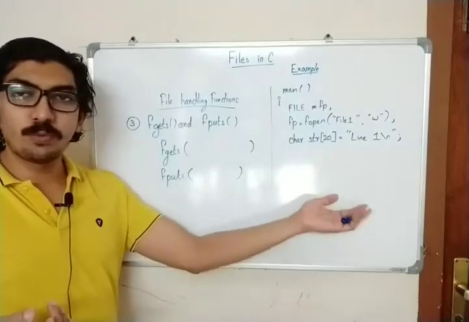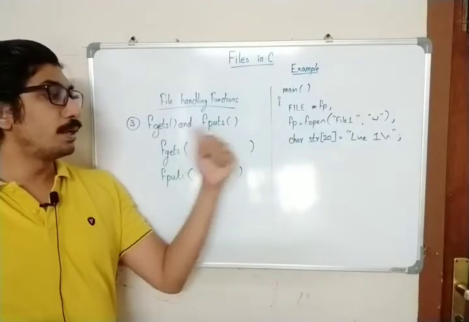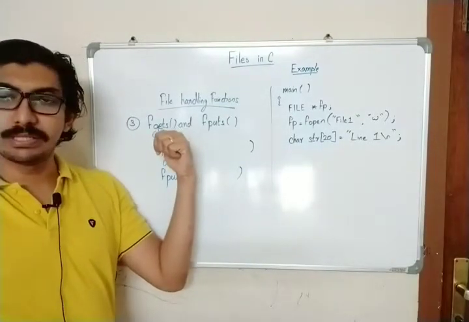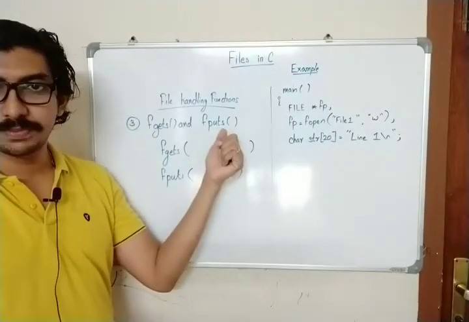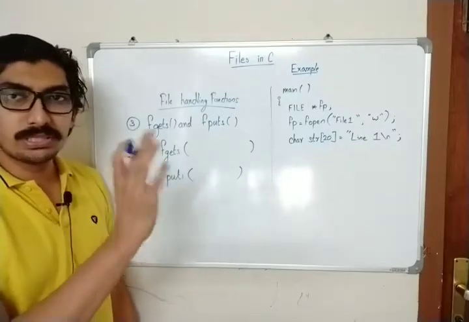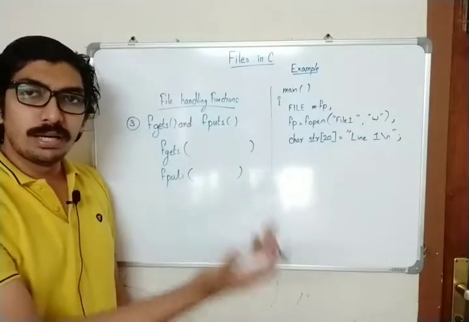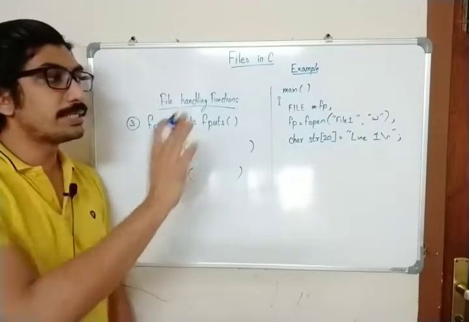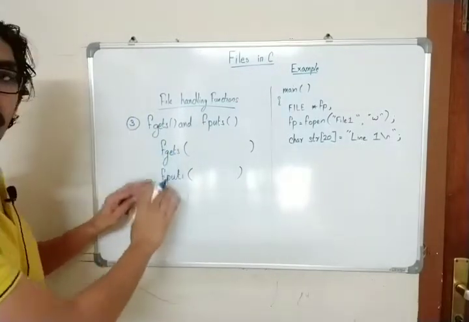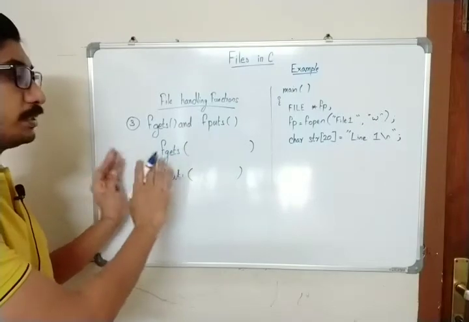Suppose you have to read one line of content, you can use the function fgets, and suppose you have to write one line at a time, you can use fputs. So while dealing with string operations and reading the entire line, you can go for fgets and fputs. We will see it with an example, and then we will come to the arguments and the functionalities.